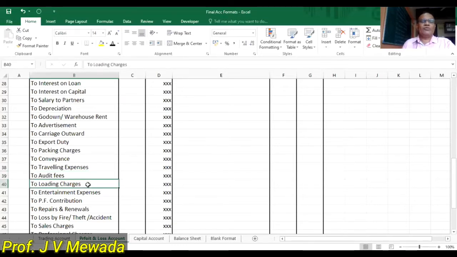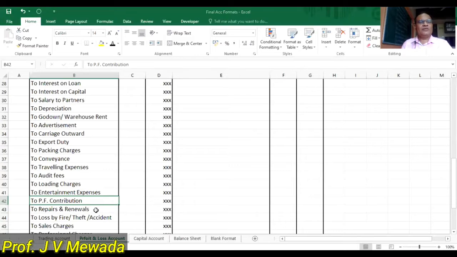Then loading charges. Loading charges is a charge for loading of the goods. Whenever we are selling the goods, we may deliver the goods to others, and at that time we have to pay the loading charges. Then entertainment expense, that is a normal expense. Then provident fund contribution. Now I may be discussing this afterwards, but what is provident fund contribution? It is a contribution of the employer towards the provident fund, because in case of provident fund, the employee is also contributing and the employer is also contributing. So the contribution of the employer is known as provident fund contribution. Then repairs and renewals. Okay.